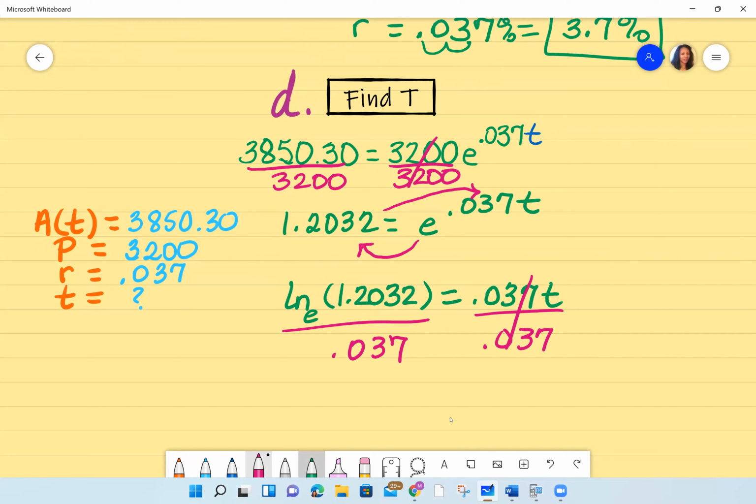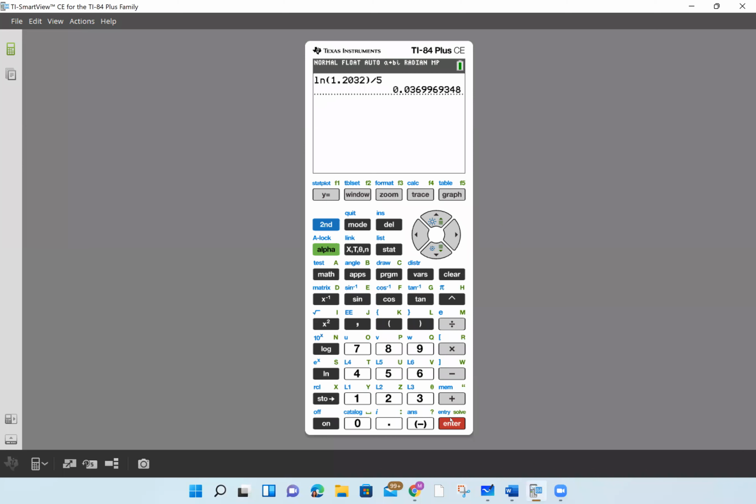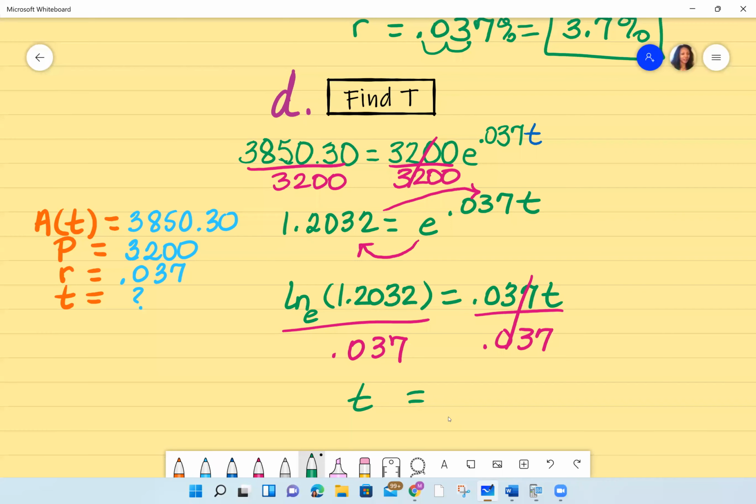And so therefore, now when I go to my calculator, T is going to equal, and I'm going to go back over here, natural log again. This time I don't have to press the second button, 1.2032. This time I'm dividing it by 0.037. And that is 4.9, which we're going to round, since we're talking time, to 5 years. If you did 4.9, that's okay. But for the sake of our scenario, we already know that T was 5 years. Remember, it started at 2020 and then he was trying to go to 2025. So we already know that this is the answer.